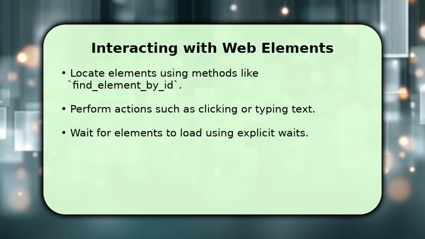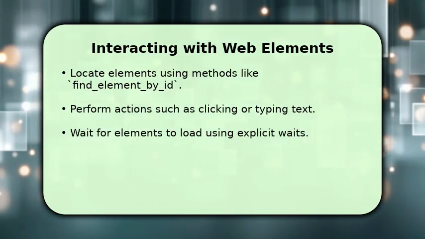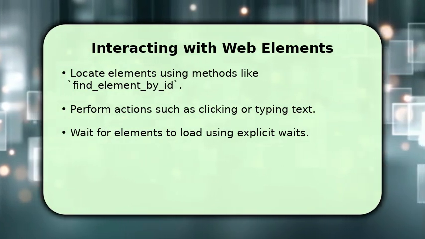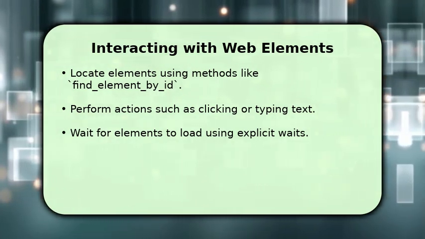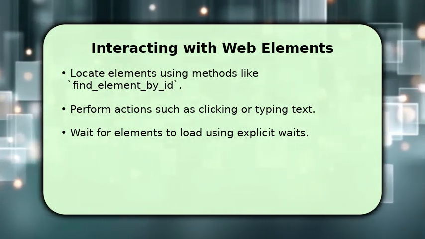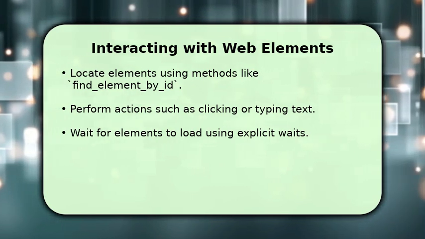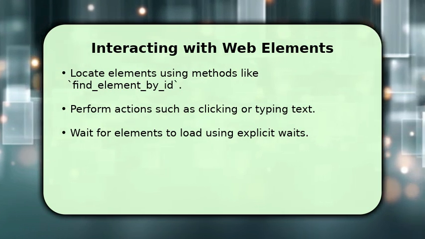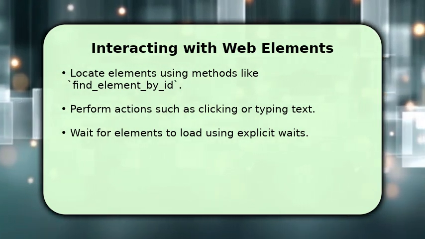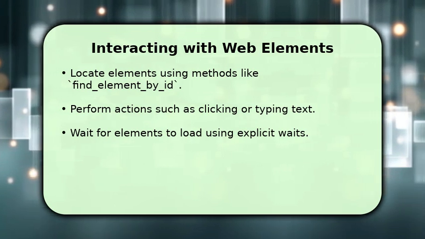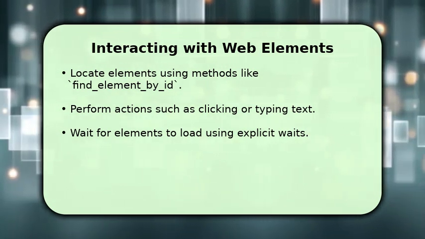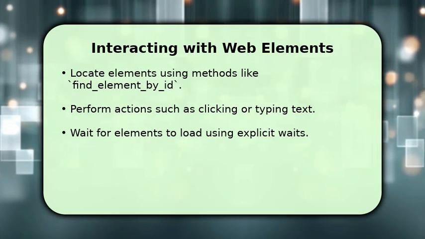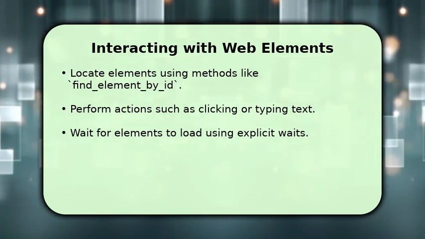To make your script interactive, you'll need to locate web elements. Use methods like find_element by ID or find_element by CSS selector to pinpoint specific parts of a web page. Once an element is found, you can perform actions such as clicking a button or typing text into an input field. For dynamic pages, implement explicit waits to ensure elements are fully loaded before interaction, preventing common errors.